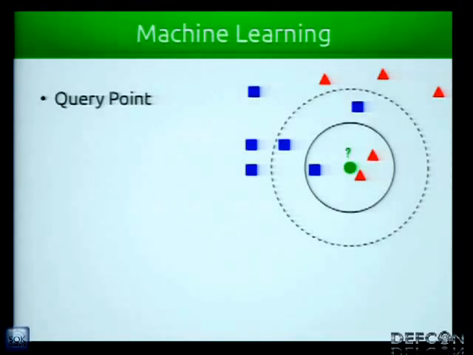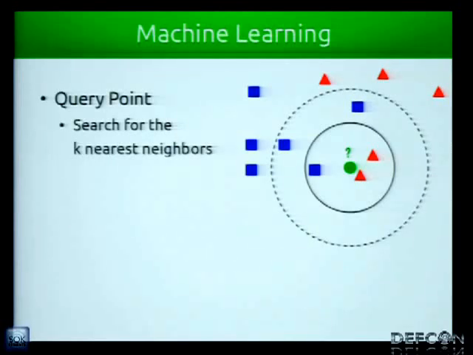And then you have a query point. So now you have this green dot in the center. You say, well, I just found some new suspect. Is he good or is he bad? How do you answer that question? Well, you just search for the k nearest neighbors, where k is some constant that you choose. And in this, you can take a majority vote.